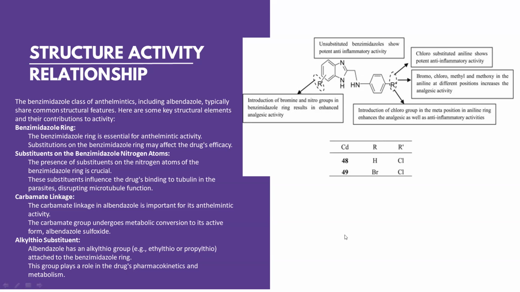And there is a carbamate linkage in the structure, and the carbamate linkage in albendazole is important for its anti-helminthic activity. The carbamate group undergoes metabolic conversion to its active form, albendazole sulfoxide. And there is an alkyl thio substituent. Albendazole has an alkyl thio group, which is an ethyl thio or propyl thio, attached to the benzimidazole ring. This group plays a role in the drug's pharmacokinetics and metabolism.